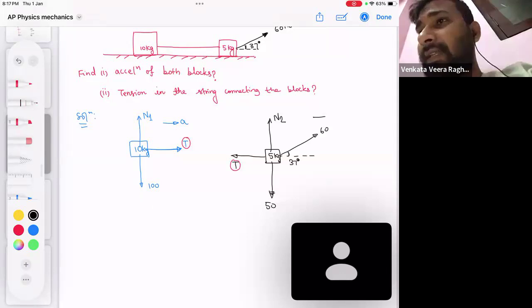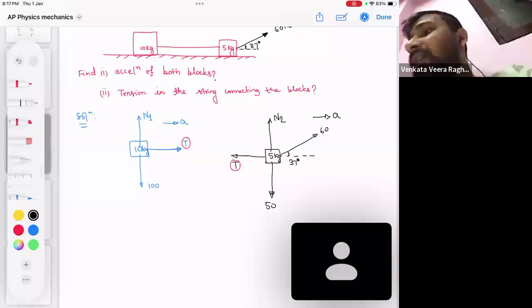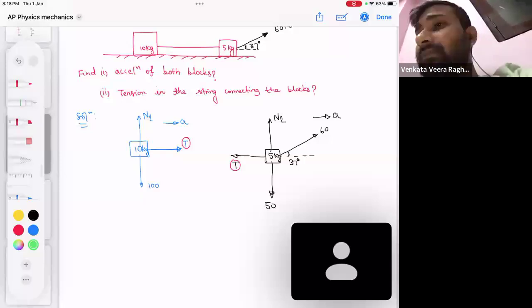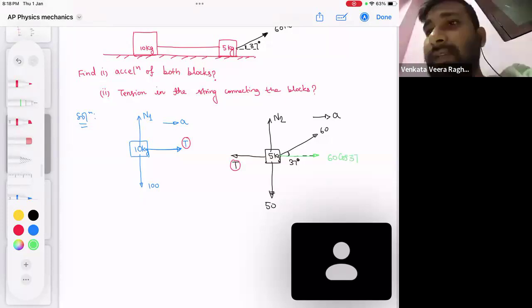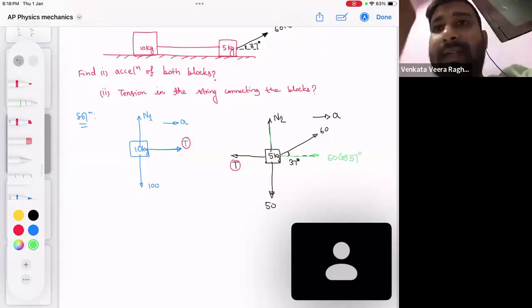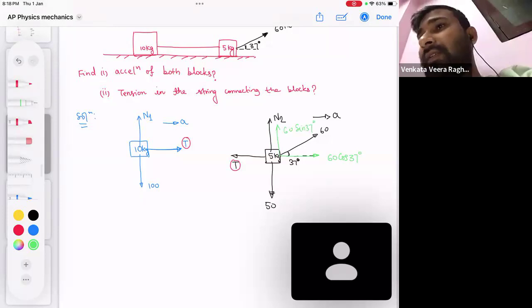And what acceleration does this have? The same acceleration A. They cannot have different accelerations, because they are connected by the same string. So they should have the same acceleration for both of them. Now, before solving, can I take the components? This component will be 60 cos 37, and the other component will be 60 sin 37, right?